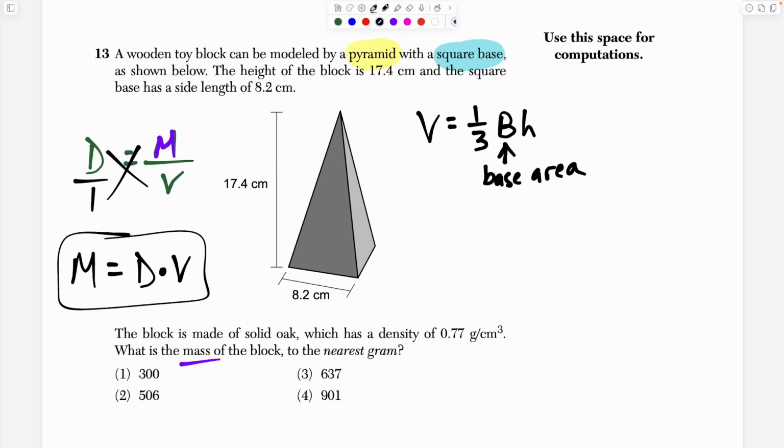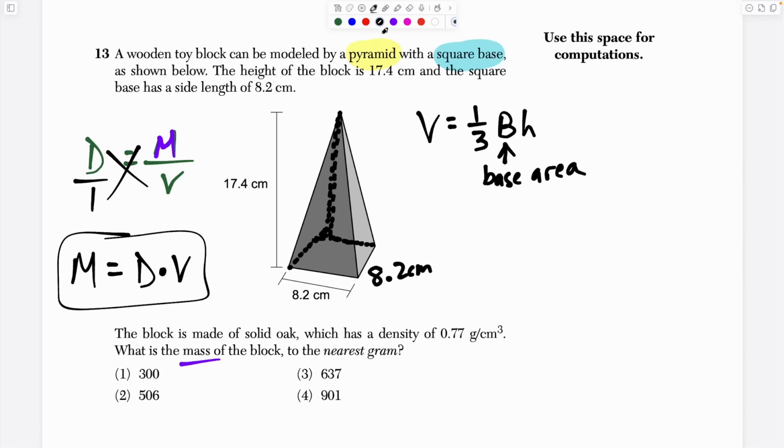Okay, so if I were to draw a few dotted lines here, I can make this thing a little bit more transparent looking. Not my best artwork here, but this is what's going on on the inside. So this would be our pyramid on the inside, and we have our square base, which means all the sides going around the bottom are 8.2 centimeters.